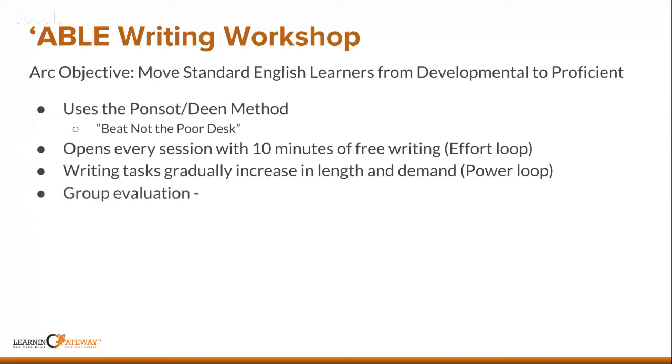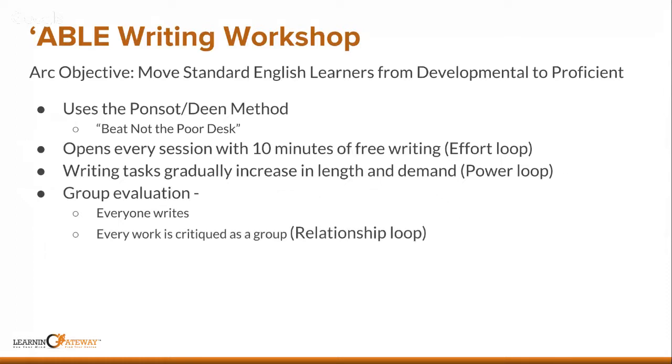So how do they continue to build skill? Well, it's a group evaluation process. One, everyone writes in every class. Everyone has to write. No one has the option of just not writing. The work is critiqued as a group. And this is where the relationship loop comes in.